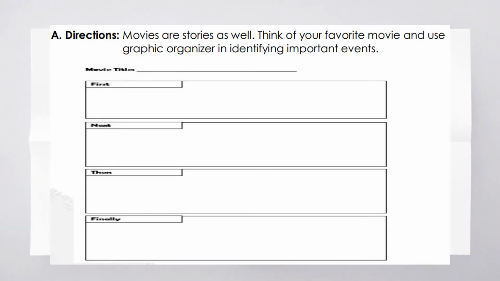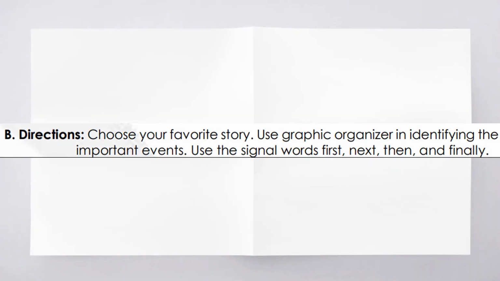Movies are stories as well. Think of your favorite movie and use the graphic organizer in identifying important events. Choose your favorite story. Use graphic organizer in identifying the important events. Use the signal words first, next, then, and finally.